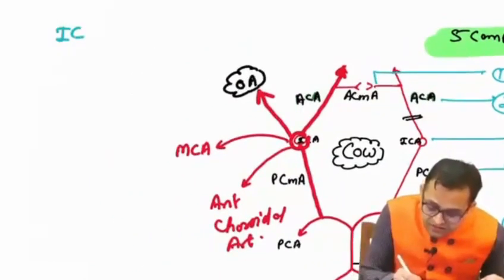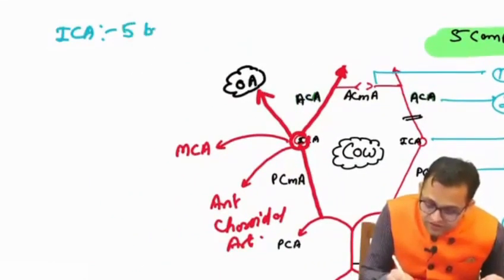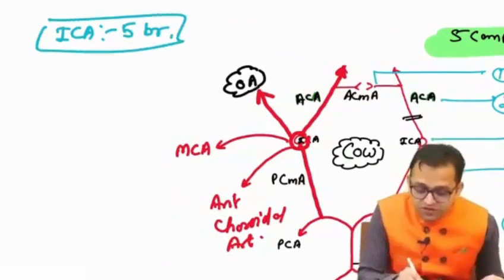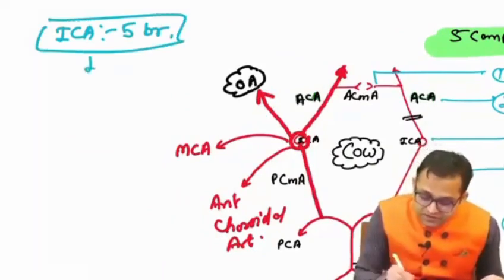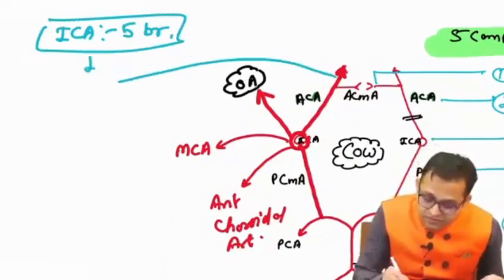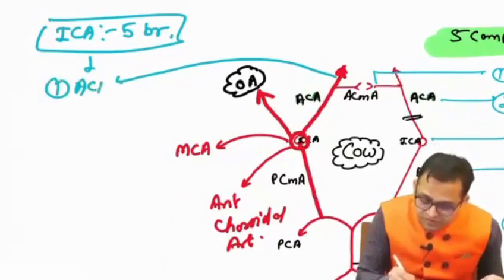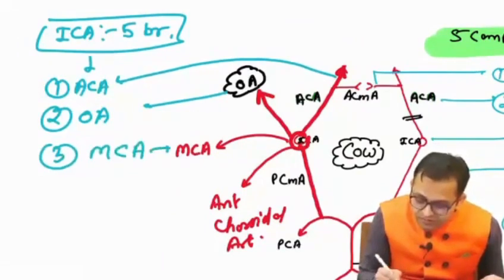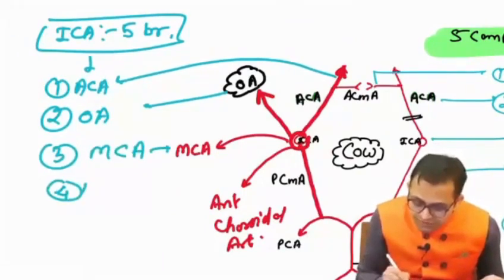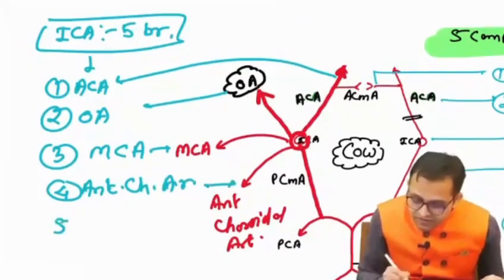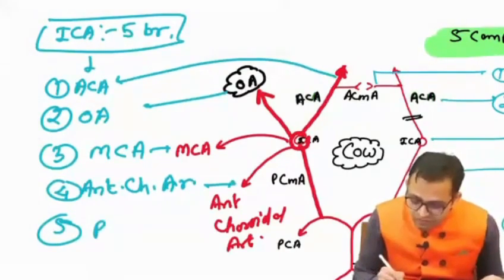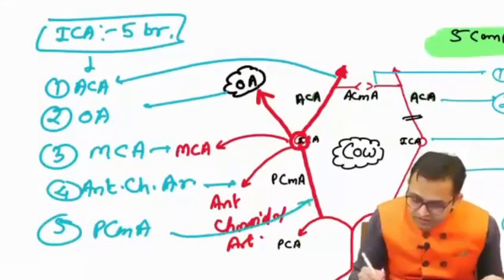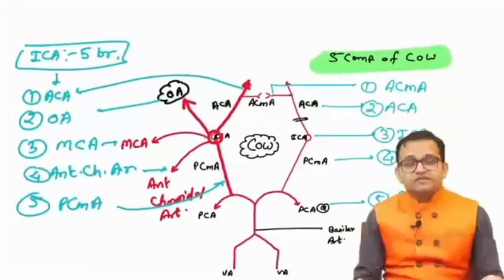So you will see what the different components of the internal carotid artery are. Internal carotid artery, five branches. What are the five branches of the internal carotid artery? First, akka. Second, ophthalmic artery. Third, makka. Fourth, anterior choroidal artery. And the fifth is our posterior communicating artery. So the magic of five is there. Agree?